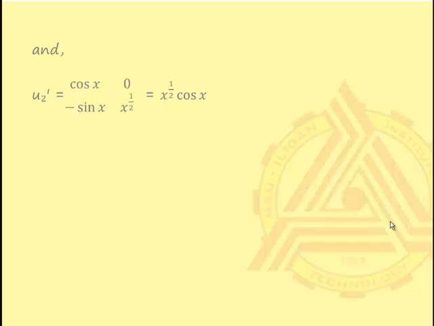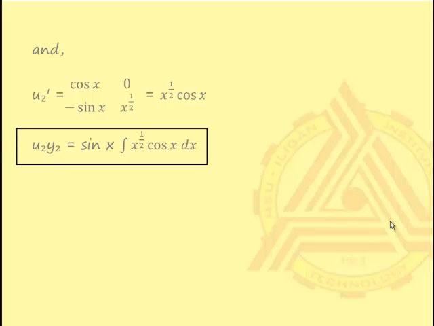And to find u2 times y2, which is another particular integral of the equation, that is by the superposition theorem. So we have u2 prime is equal to x to the power of 1/2 cosine of x, and u2 y2 is equal to sine x times the integral of x to the 1/2 cosine x dx.